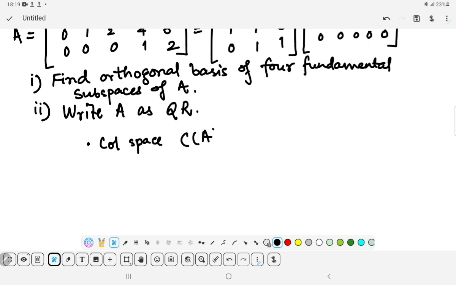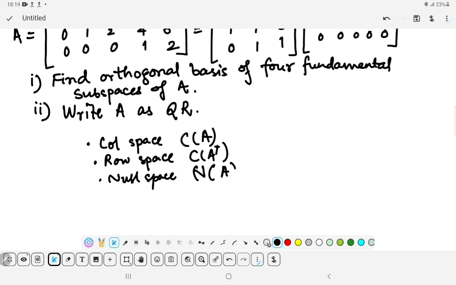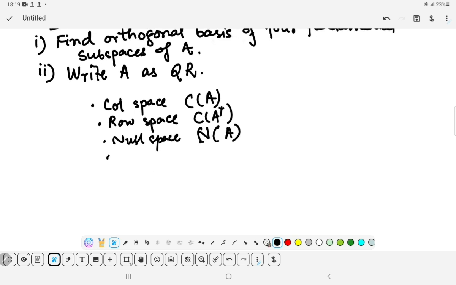which is denoted like this. The second is the row space. Row space is denoted like this. Then we have the null space, denoted like this, and then we have the left null space. Left null space is denoted like this.